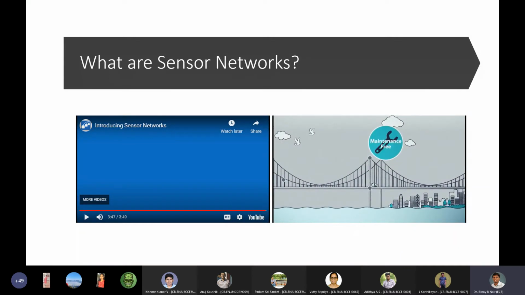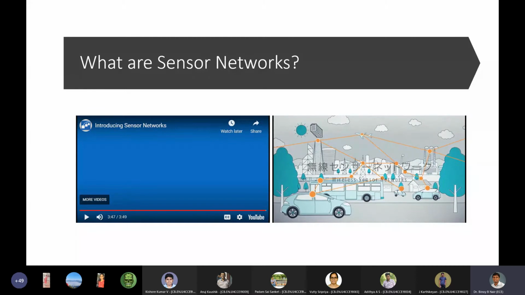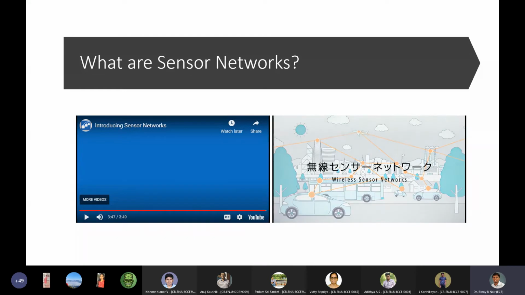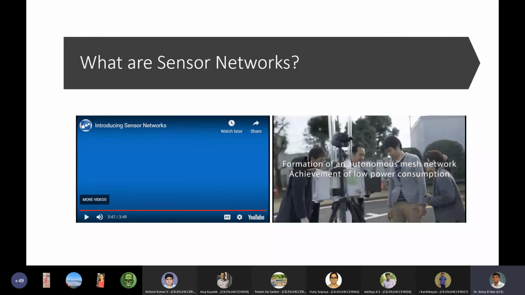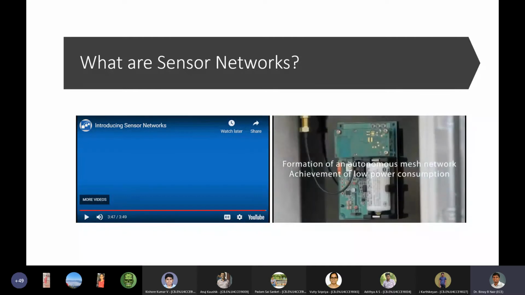Toshiba's technology will maximize social safety by connecting the increasingly complex urban functions of the future with high-reliability networks. Technology that maximizes social safety. Wireless sensor networks. The important factors in this technology are the formation of an autonomous mesh network and achievement of low power consumption.